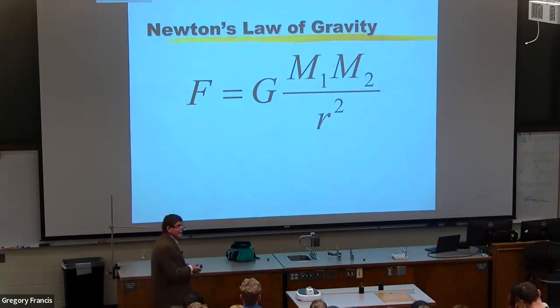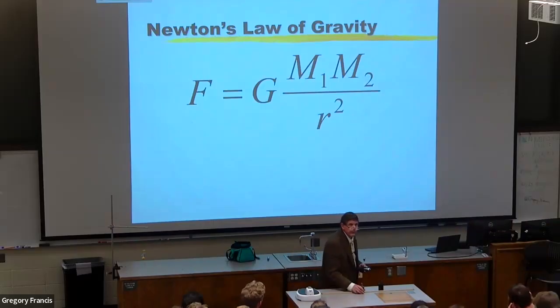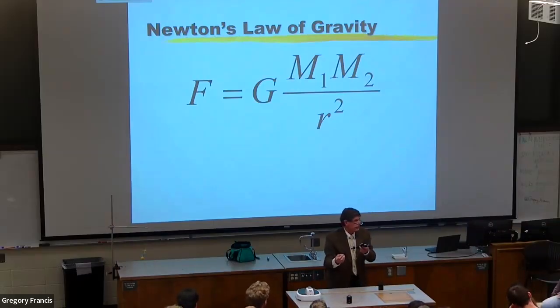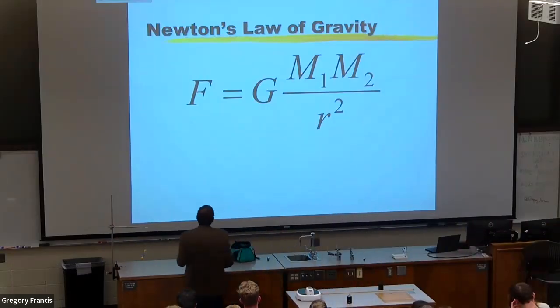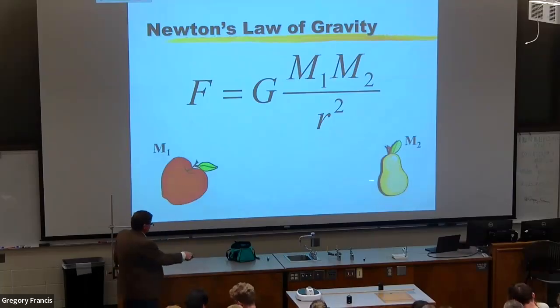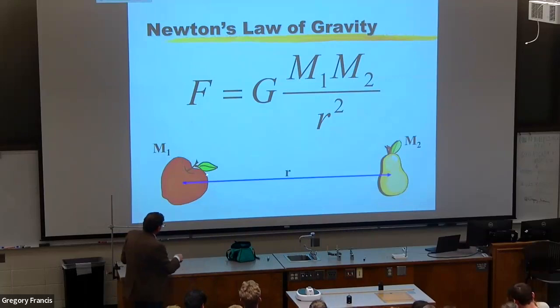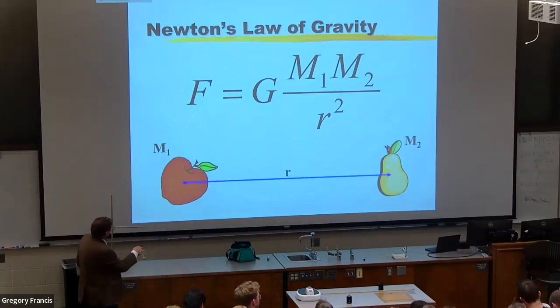What he said was that anything with mass attracts anything else with mass. My head is attracted to that little 1 kilogram mass piece. We're going to find that that attraction is very, very small, small enough that we can just forget about it. But before we forget about it, let's look at this formula. Any two masses, the apple and the pear, M1 and M2, separated by some distance r, will experience a gravitational force equal to the product of their masses divided by the distance between them squared.